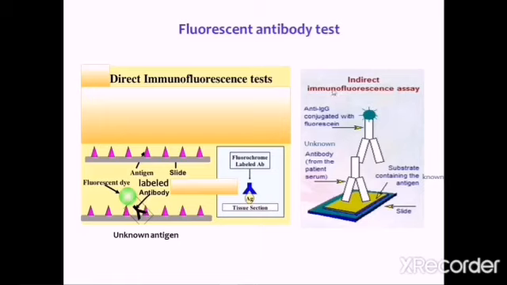This indirect test is more sensitive than the direct immunofluorescent test because more labeled antibody adheres per antigenic site. This labeled antiglobulin becomes a universal agent, that is, it is independent of nature of antigen used because the antibody to IgG is reactive with all human IgG. So this is indirect immunofluorescent test.